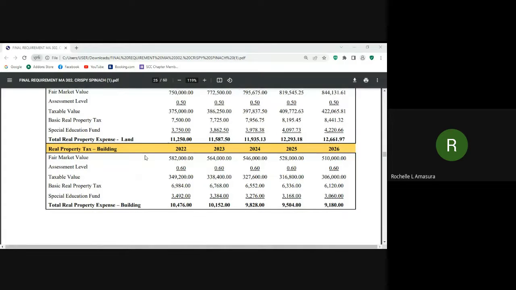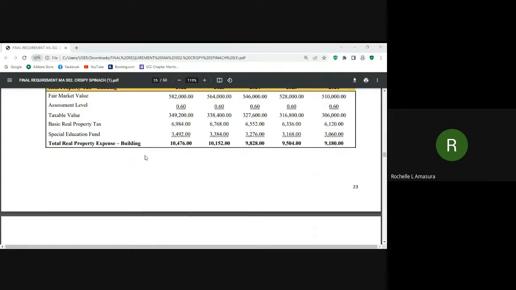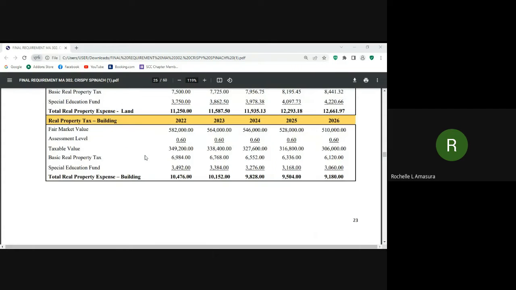So, ipang-plus po nila. Ipang-decrease para makuha na ang total real property expense sa land. Then, real property tax sa building na pod. Same na gihapon, procedure sa first.